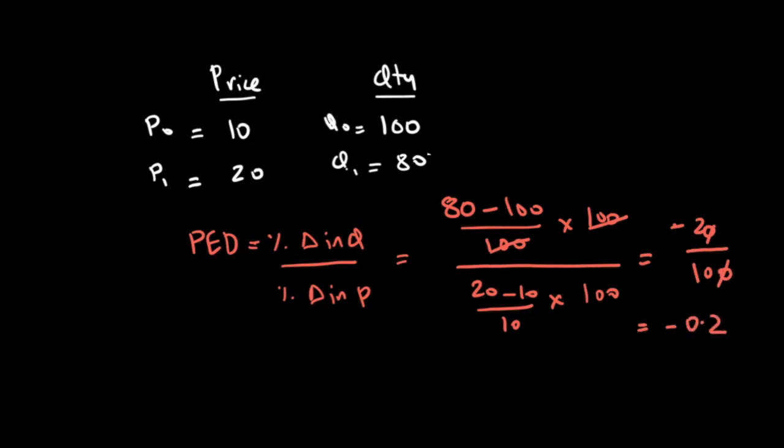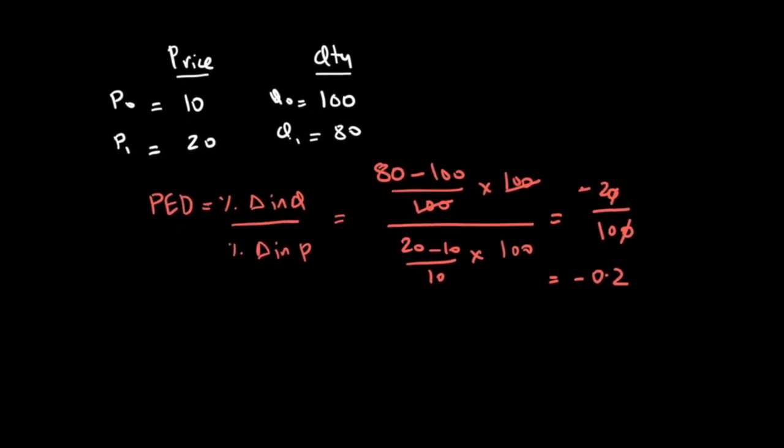Now the minus means, of course, there is an inverse relationship between price and quantity demanded, but 0.2 means that this relationship seems to be what we call inelastic, and I'm going to talk about this in a little while. But the important thing to remember is that the way we find the value is we always look at new minus old over old times 100. So that's the way we calculate PED.